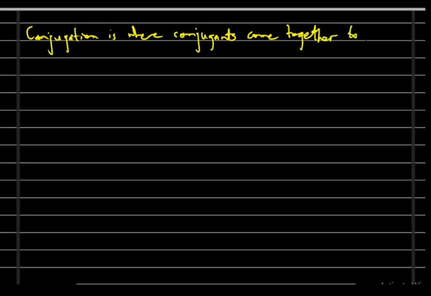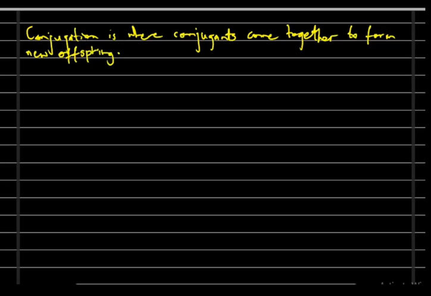So conjugation here, I explain conjugation to be the second type of reproduction that is talked about. Conjugation is where conjugates come together to form new offspring. So conjugate of the cell comes together to form new offspring.